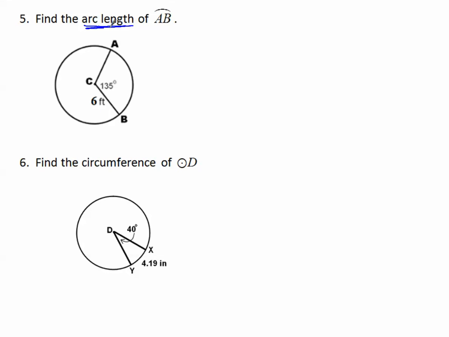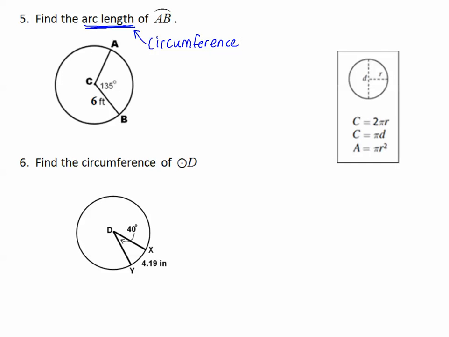Find the arc length of AB. So we remember that arc length means the circumference, but just part of the circumference. So we go back to our formula sheet, and we see that we need to use the circumference formula. Now, there are two circumference formulas depending on if we have the radius or the diameter. In this picture, I have the radius, so I'm going to use the circumference formula with the radius. C equals 2 pi times radius. So in our picture, we'll use 2 pi times 6, but again, we only want this length right here.